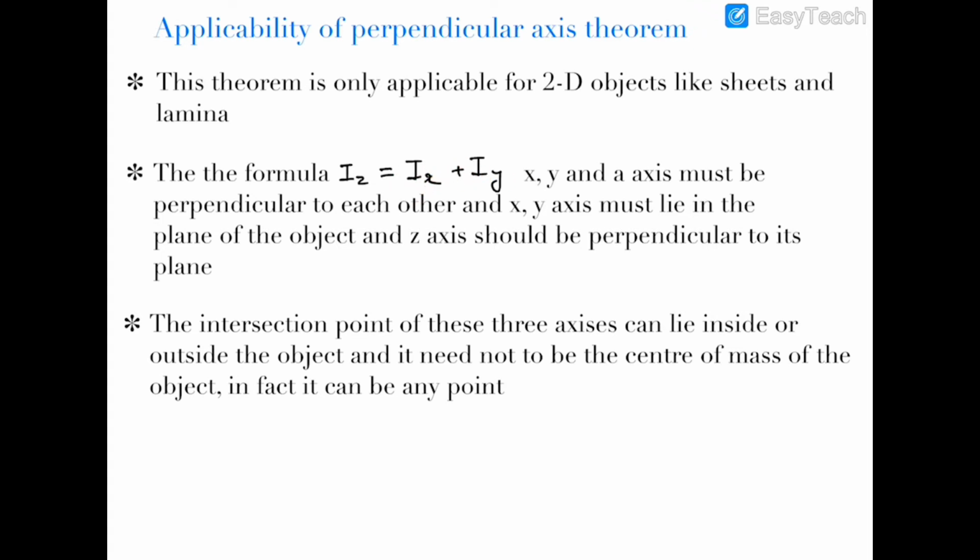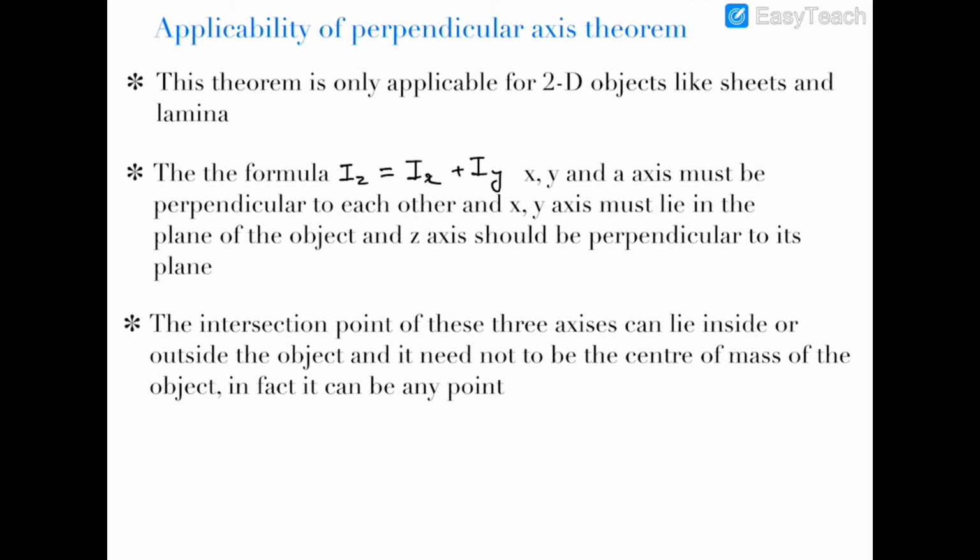So it is very important that in this formula, z, x and y are those axes which are perpendicular to each other, and they are passing through the same point, and the x and y axes are lying in the same plane as that of the 2D object. Now, the third point: the intersection of these three axes can lie inside or outside the object, and it need not be the center of mass of the object. In fact, it can be any point.